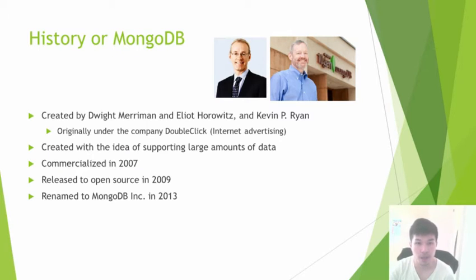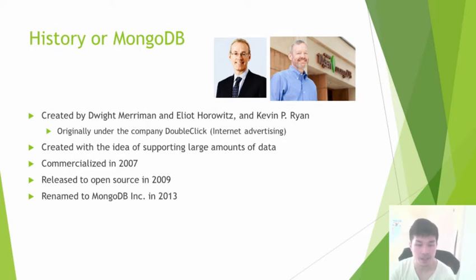So some history on MongoDB. On the top left and right, you'll see the main founders. The top left is Kevin P. Ryan, and the top right is Dwight Merriman. And actually, Elliot Horowitz helped Dwight develop this back when they were under the company DoubleClick, which is now acquired by Google. And that was an internet advertising company.